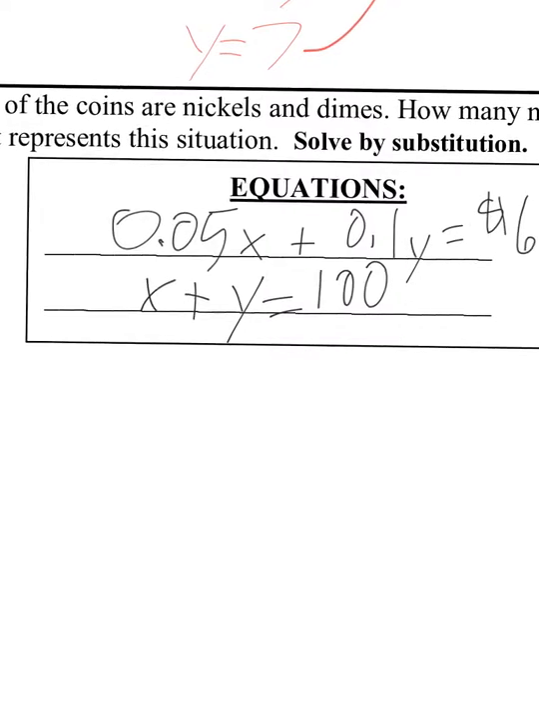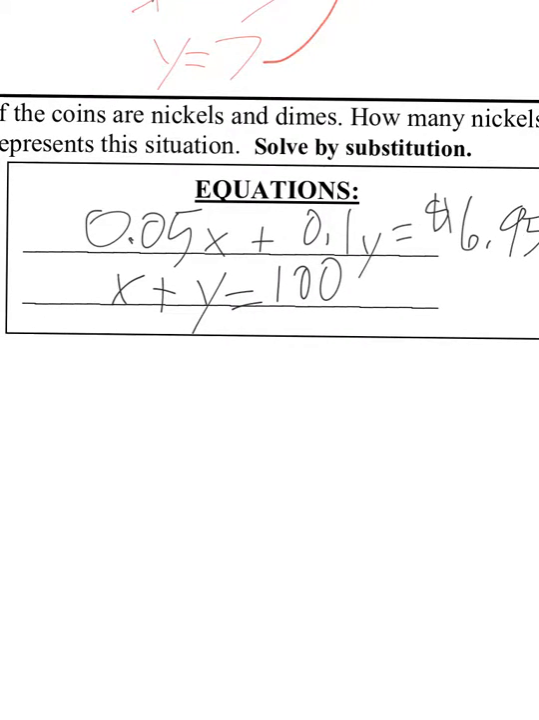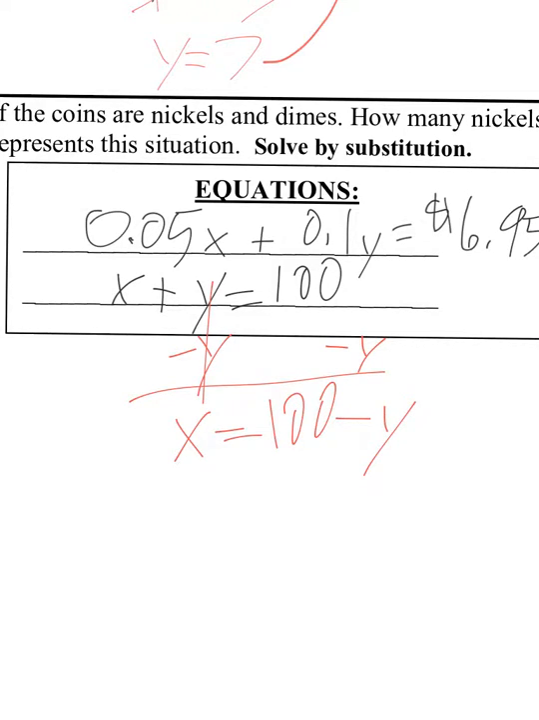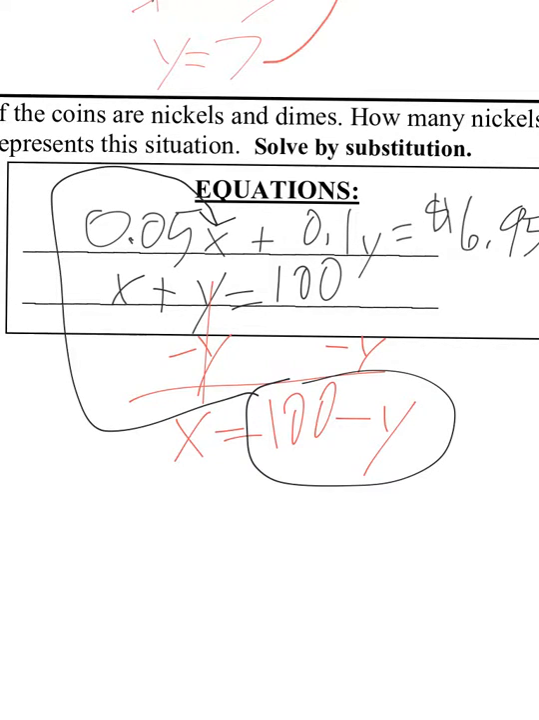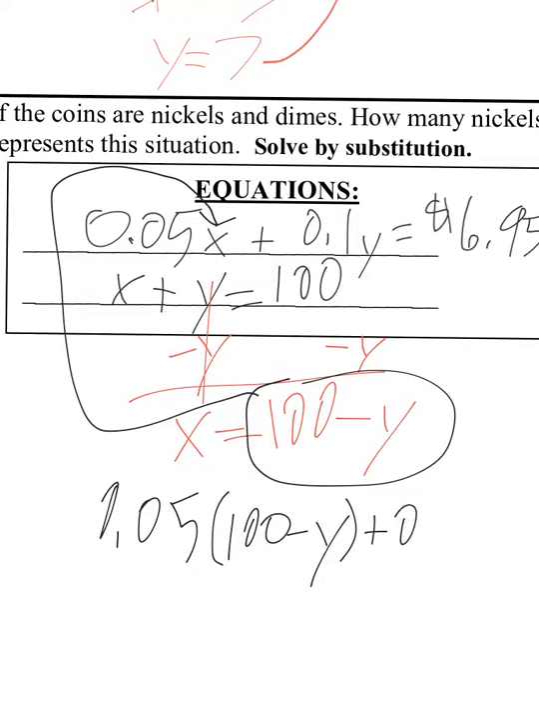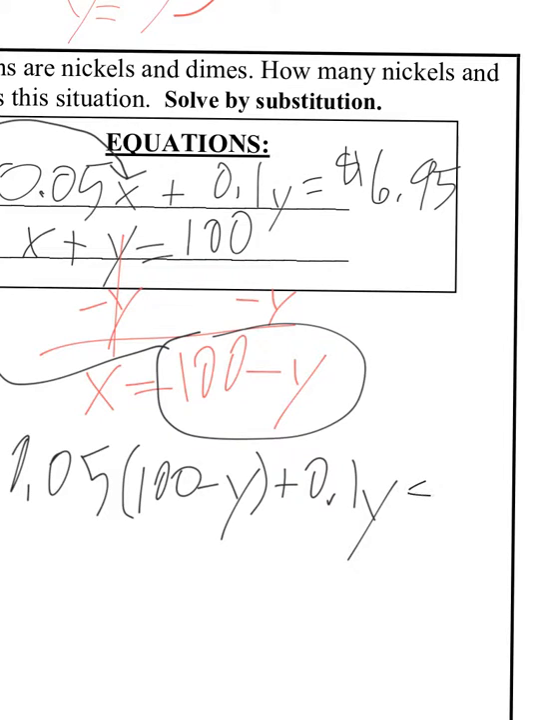So at this point, you need to solve for one of the variables. If you have an x plus y equation, I'm just going to minus y to the other side. And so I get x equals 100 minus y. And I'm good to plug that in for x into the other equation. So 0.05 times 100 minus y plus 0.1y. 0.1 is the same thing as 0.10 equals 6.95. So now I'll distribute.